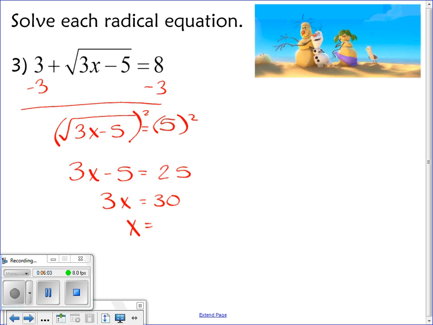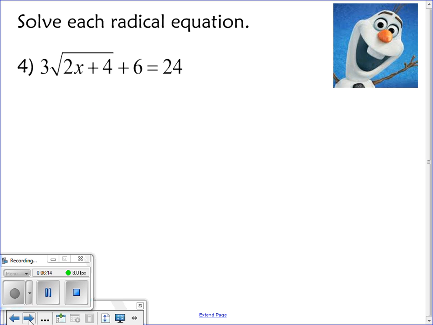Okay, there we go. So x equals 10. How are we feeling about these really basic ones? Good. Any questions at all with these? Doing all right? All right. What about this one, though?